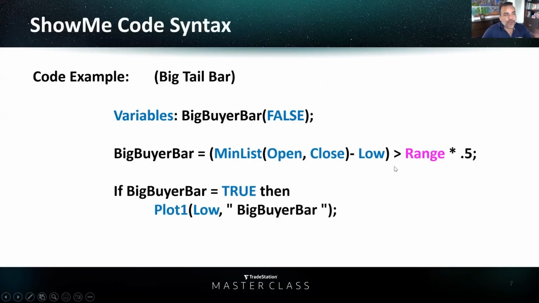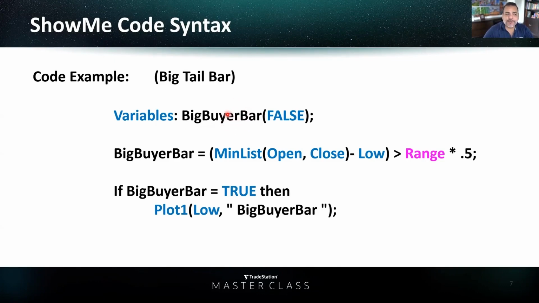This is what a Showme would look like. Notice that there's only 4 lines of code. The first line, let me bring in my laser pointer here, is my variable declaration. Notice that the word variables is in blue, so it's something that TradeStation recognizes. When you're going to create your own variables, we start the code with that word, put in a colon, and then list every single variable that we're going to be using.